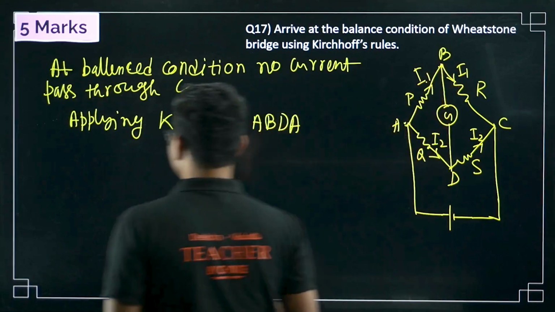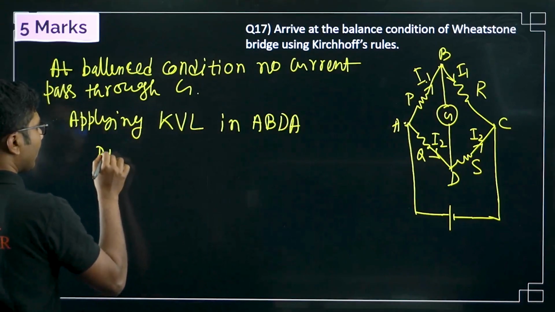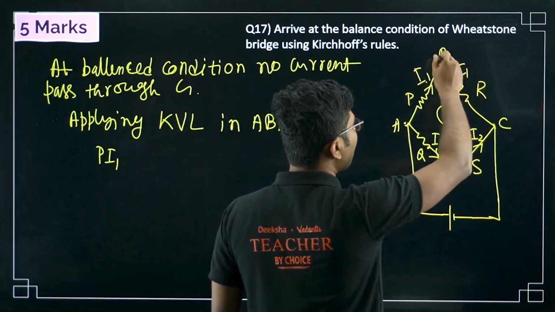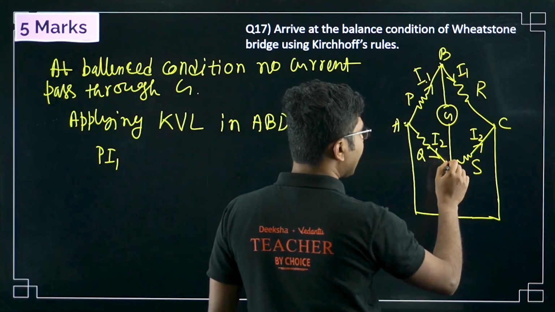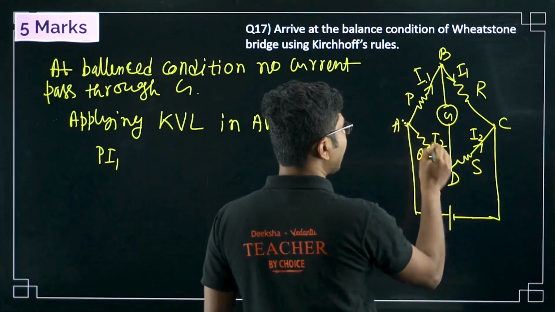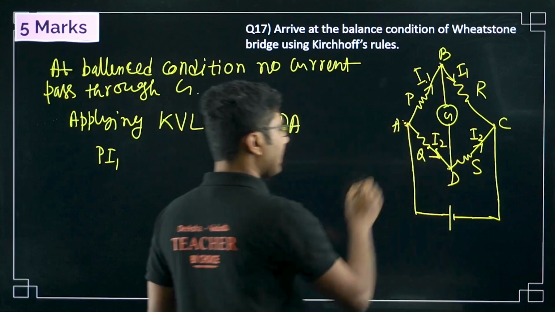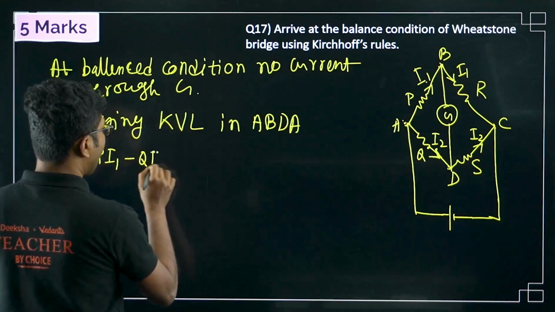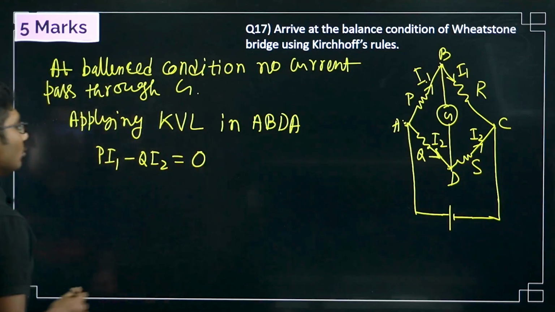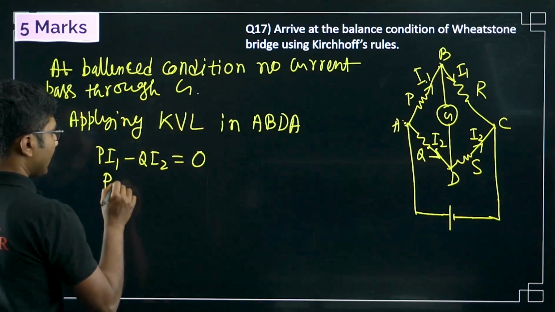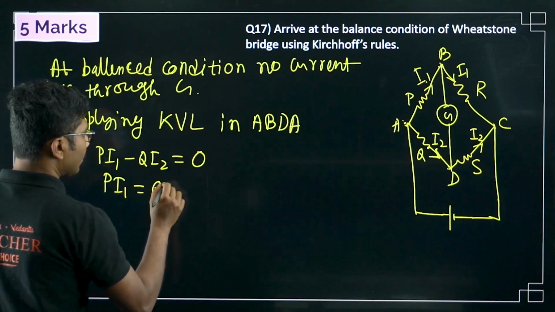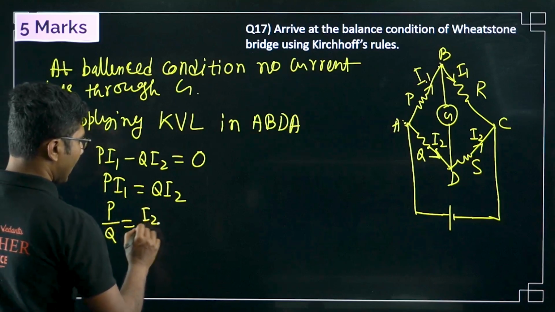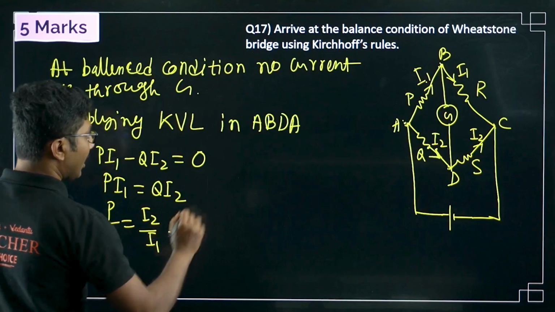So P into I1. Now there is no current passing through this, so we can completely ignore the G part. We will come here to D, and then D to A. While going from D to A, we are going against the current, so minus Q into I2. No battery is connected in this loop, so it will equal 0, or P I1 equals Q I2, or P by Q equals I2 by I1. This is equation number 1.